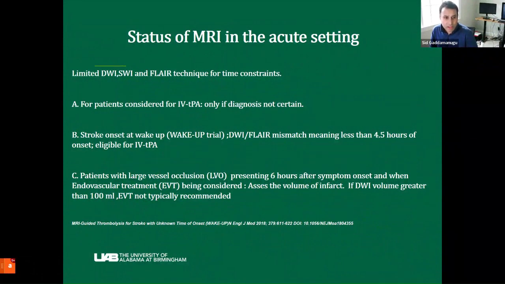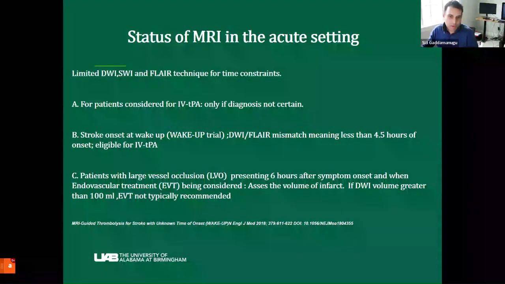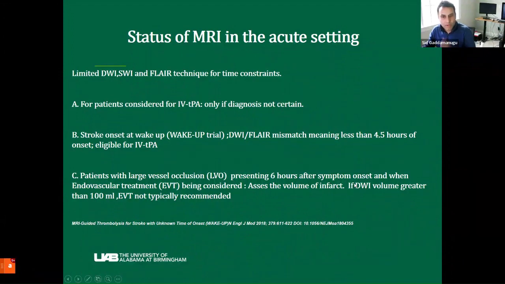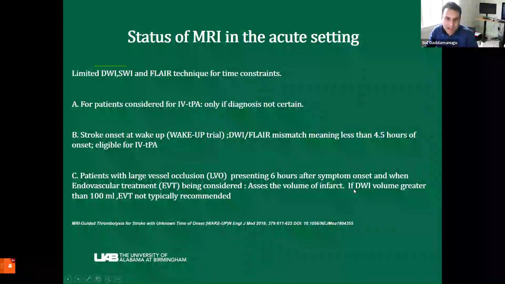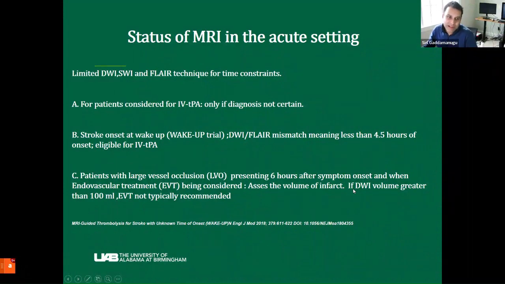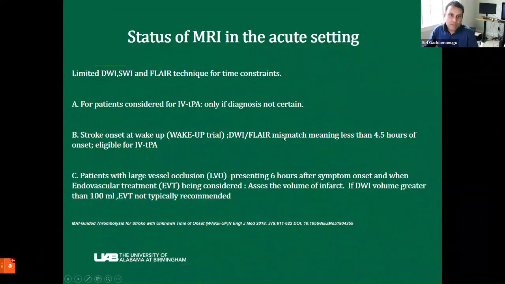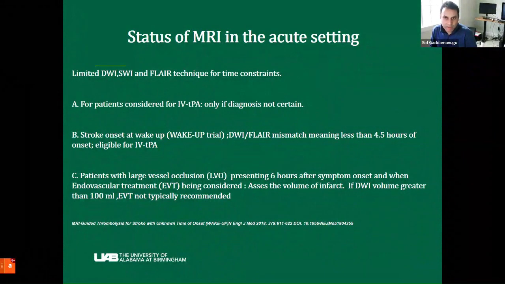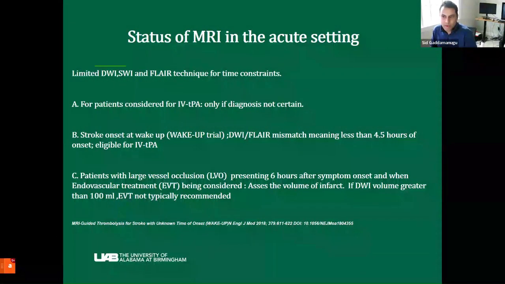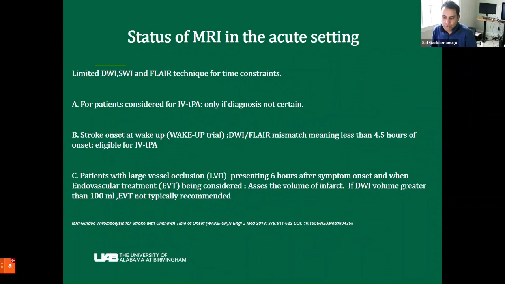Now, in certain situations or certain institutes which do not really believe the perfusion software's capabilities, and if they contemplate doing large endovascular treatment, they will do a diffusion MRI and they will have volumetric software which calculates the volume. If the diffusion volume is greater than 100 ml, then the endovascular treatment is not performed. So these are some main reasons why you would do MRI in the acute setting. We typically do not do MRI in the acute setting unless there's a reason, as in these cases. Our typical MRI is done after 24 hours after stroke symptoms.